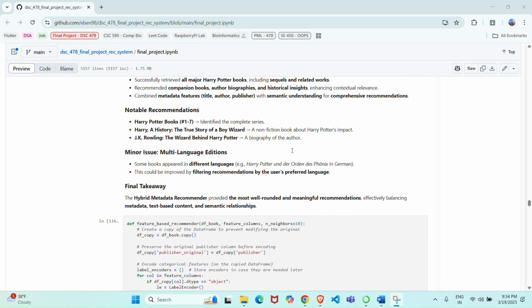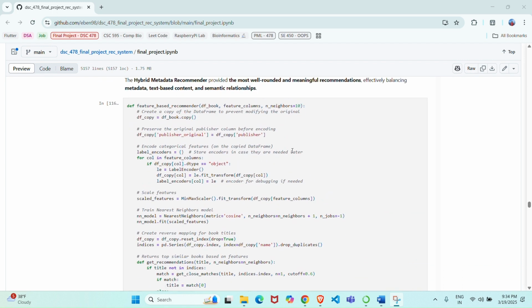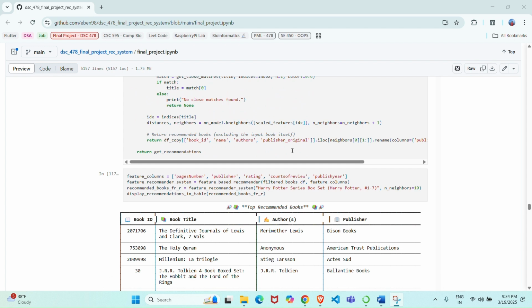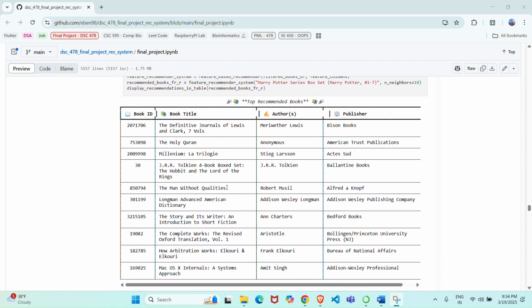And the last one is the feature based recommender system. In this we are just using page numbers, publisher rating and counts of reviews. So here you could see it doesn't really give you recommendations about Harry Potter. It just gives you the books which have a similar page number or review count or publisher.